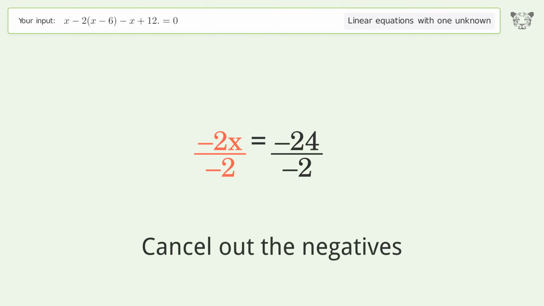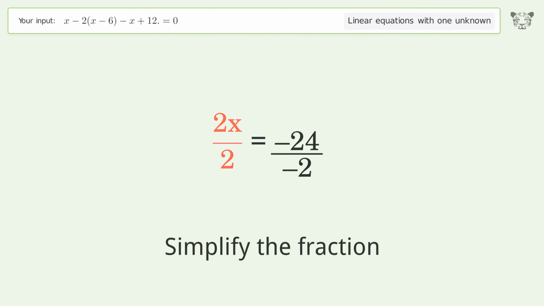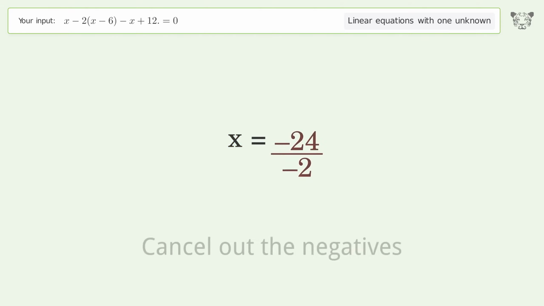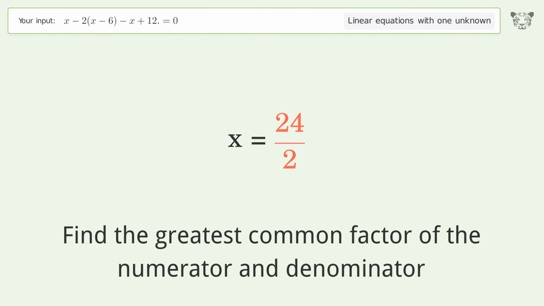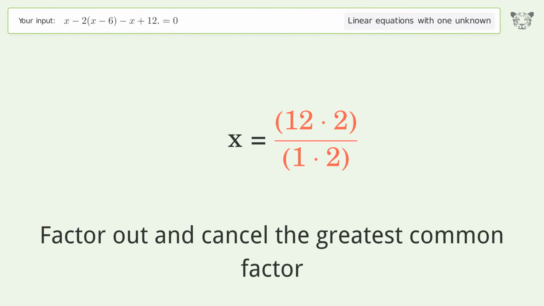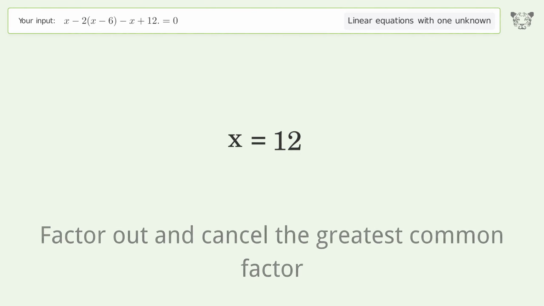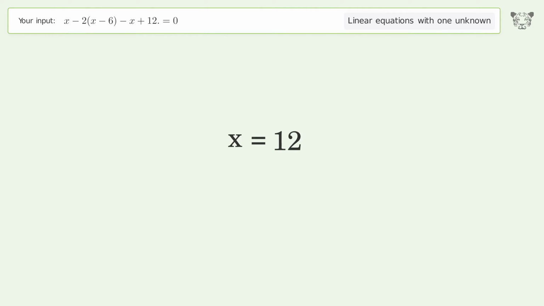Cancel out the negatives. Simplify the fraction. Cancel out the negatives. Find the greatest common factor of the numerator and denominator. Factor out and cancel the greatest common factor. And so the final result is x equals 12.